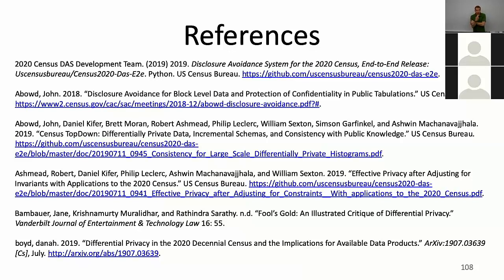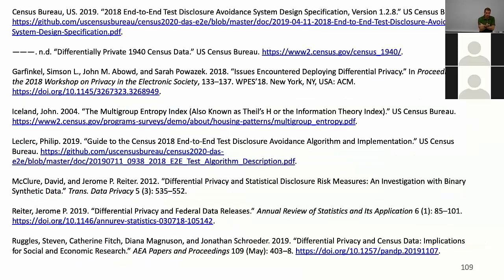The Bambauer et al. paper, Fool's Gold, is really a critique of differential privacy, trying to show its limitations. Another useful paper. And if you want to learn about how this works, the 2019 Ryder paper, Differential Privacy and Federal Data Releases, is also a very approachable introduction to differential privacy and its potential impact for federal data products that are coming out. I think he does a very good job of talking about the implications that this will have for users and for the Census Bureau moving forward.